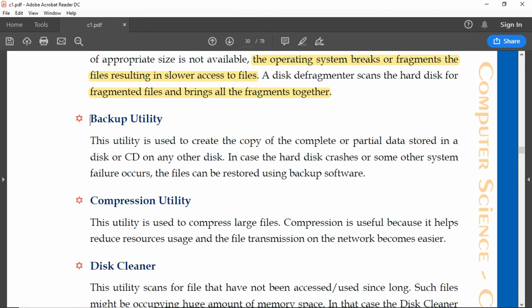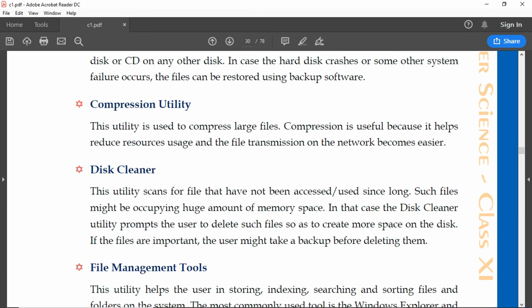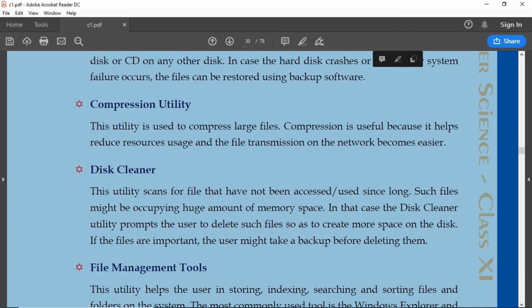Backup utility. This utility is used to create the copy of the complete or partial data stored in a disk or CD on any other disk. In case the hard disk crashes or some other system failure occurs, the files can be restored using backup software. Compression utility. This utility is used to compress large files. Compression is useful because it helps reduce resources usage and the file transmission on the network becomes easier.